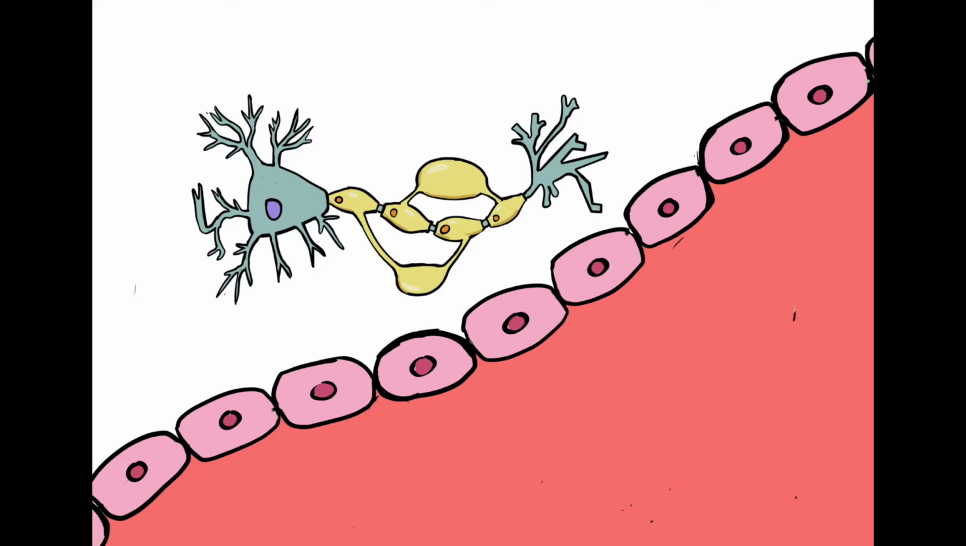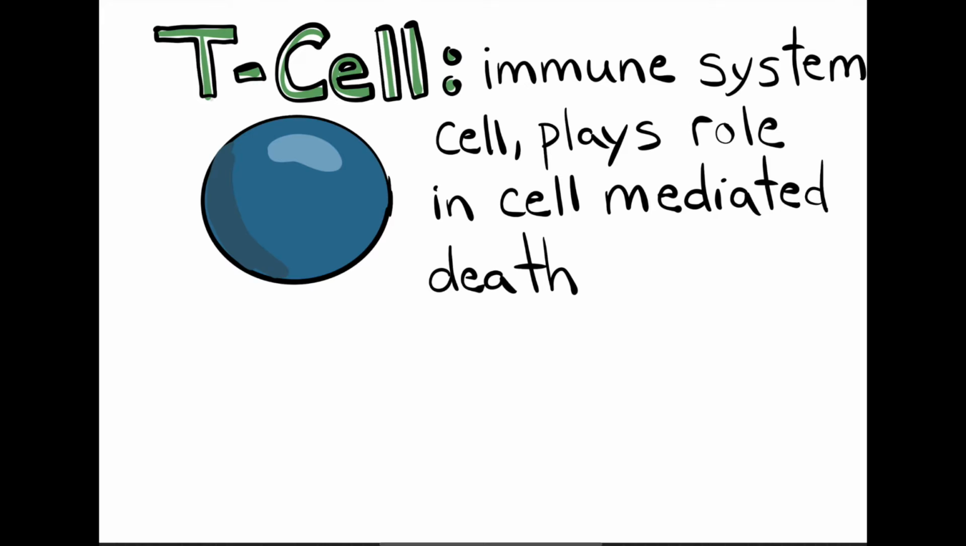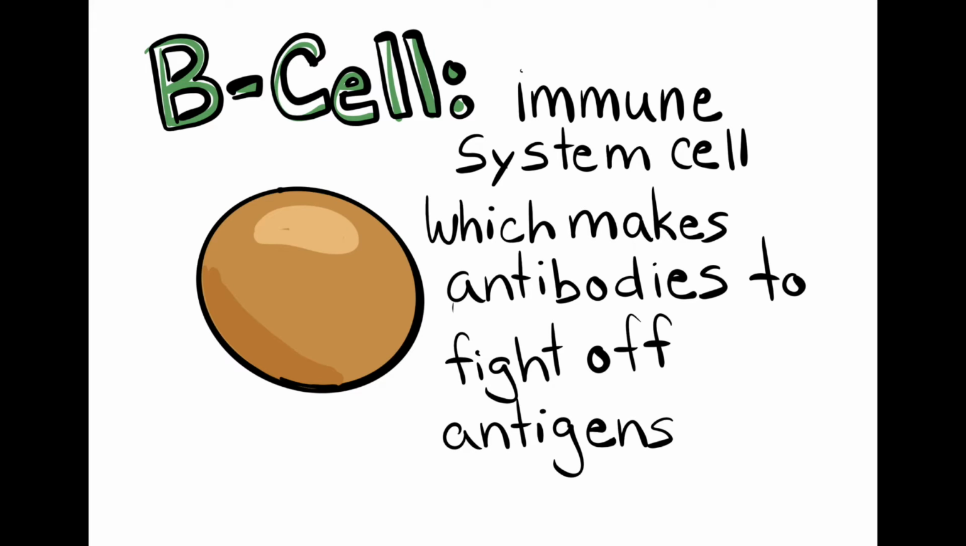In order to understand what goes wrong when a person suffers from an immune attack, we need to identify some of the component cells such as T cells and B cells. T cells, or T lymphocytes, function as part of the immune system. They have many subtypes which play an important role in the immune system, but one of their functions is cell-mediated death. B cells, or B lymphocytes, are another cell of the immune system and are responsible for making antibodies which fight off antigens.